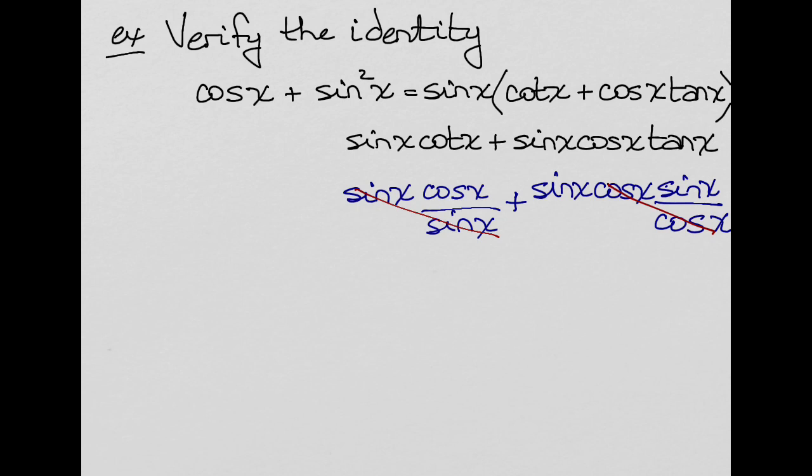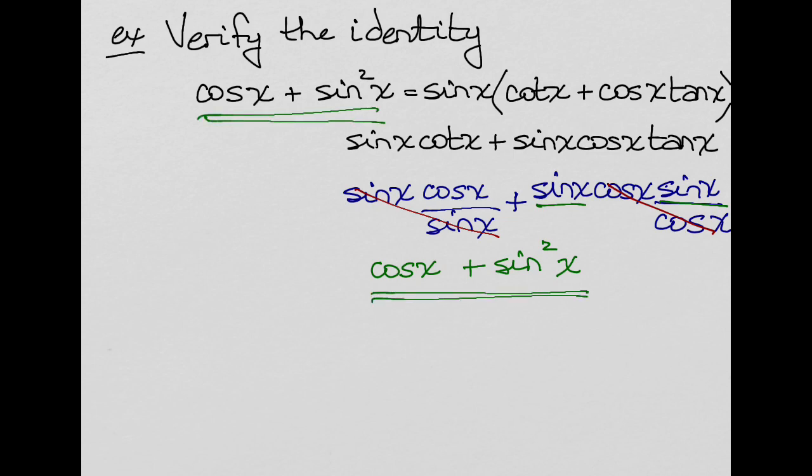With the sines gone, I have cosine x plus sine x times another sine x. Well, we might as well be efficient about that and write it as sine squared x. And we're there. That was the goal. That was what we started with. That was what was on the other side, and we found it.